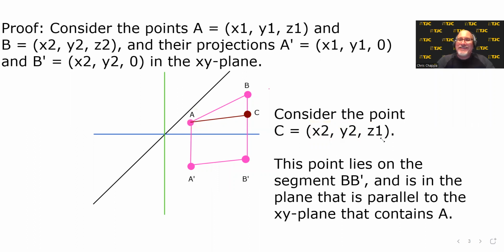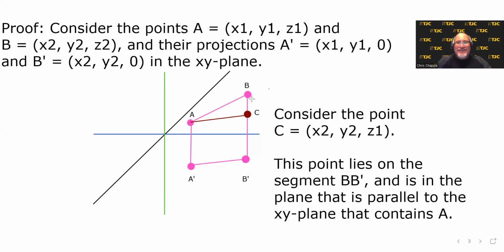Well, first off, because it has the same X and Y coordinates as both B and B prime, it's going to lie on the line segment B B prime, and that line segment is parallel to the Z-axis. But also because points A and C have the same Z coordinate, Z1, they both lie on the plane Z equals Z1. So they both lie on the same plane that is parallel to the XY plane. So those are going to be key aspects.